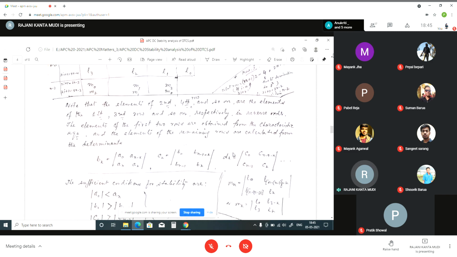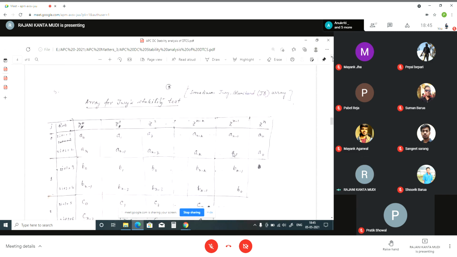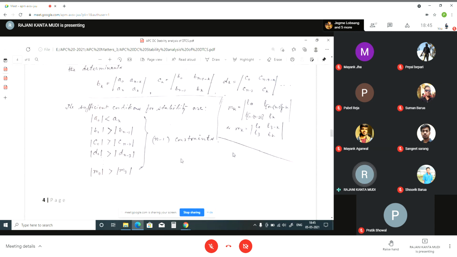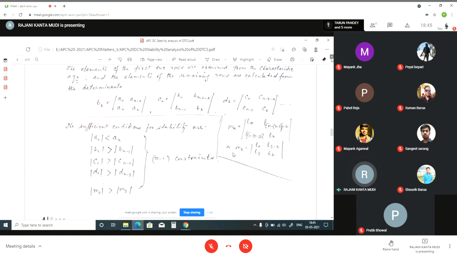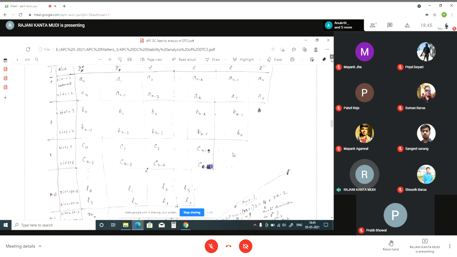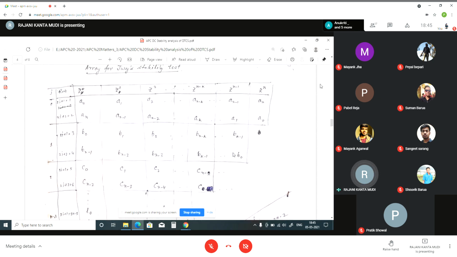Now after forming this Jury's array, we have to check the n minus 1 constraints. What are the constraints? The sufficient condition for stability: modulus of a0 less than an, modulus of b0 greater than bn minus 1. In this way, m0 greater than m n minus 2. So the natural question is, do we need to calculate or compute all the coefficients of the Jury's array?